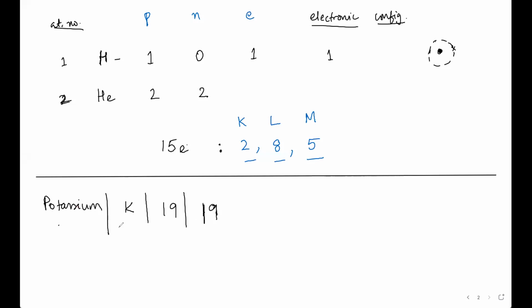I'll give you a hint. Its mass number is 39. So how many neutrons will there be? 20. And number of electrons? 19. This will always be equal to this. Now electronic configuration.